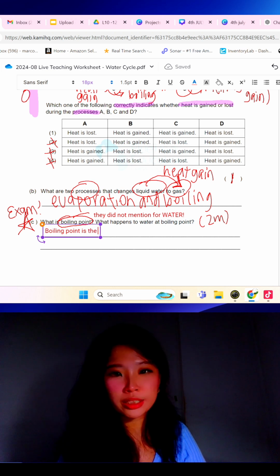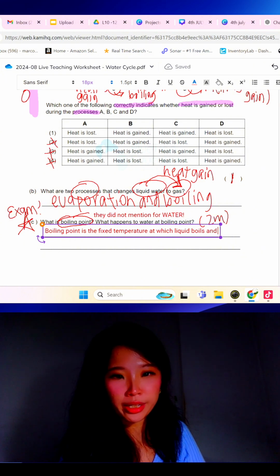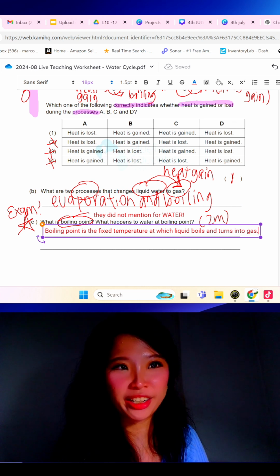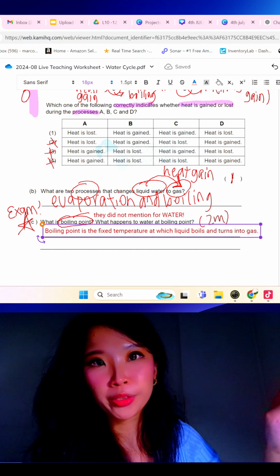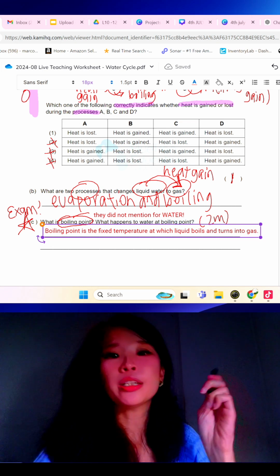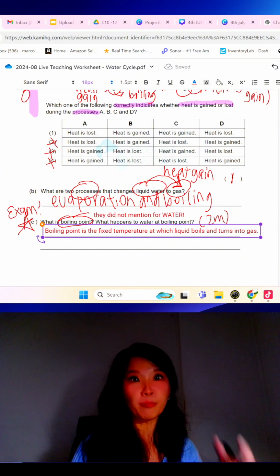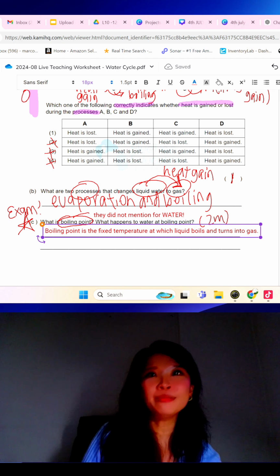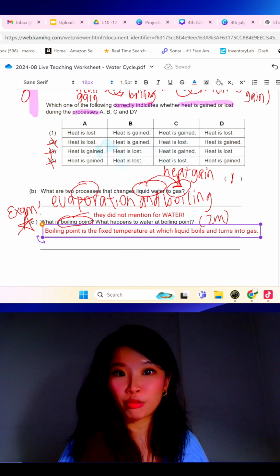Boiling point is the fixed temperature at which a liquid boils and turns into gas. Okay? If you type 100 degrees, teachers will mark it wrong, because it is meant to trick you: boiling point is not talking about water only. They can be talking about the boiling point of mercury, of steel, of, I don't know, Coca-Cola, of slime. There are so many. So must always take note. This one will come up for exam.